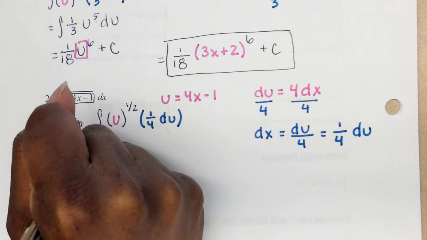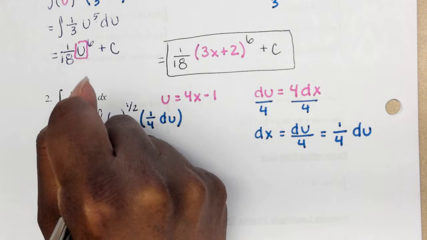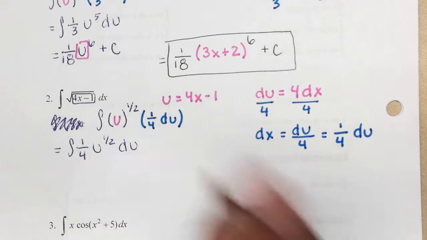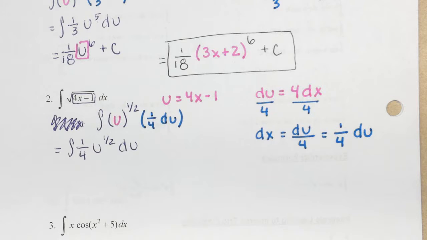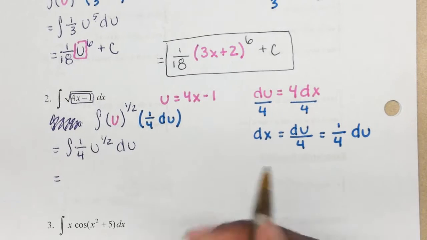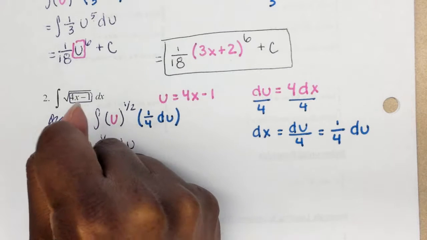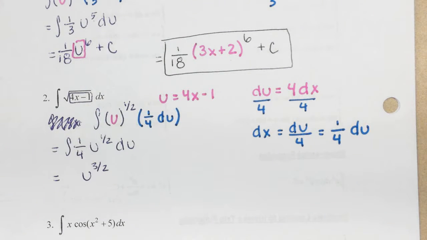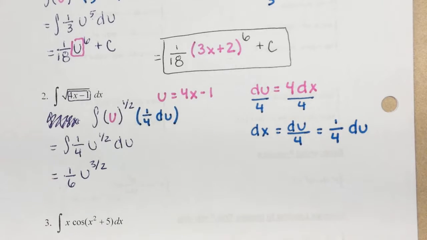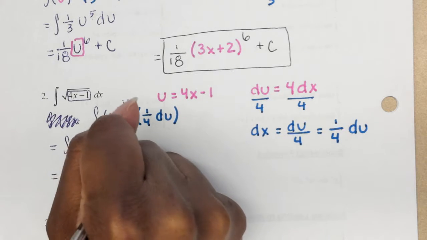So I have 1/4 u to the 1/2 du. And when I integrate that, add 1 to my exponent, so I have u to the 3/2, and then divide my coefficient by my new exponent. So I'll have 1/4 times 2/3, which is 2/6. Oh, sorry, 2/12, which is 1/6, plus c.